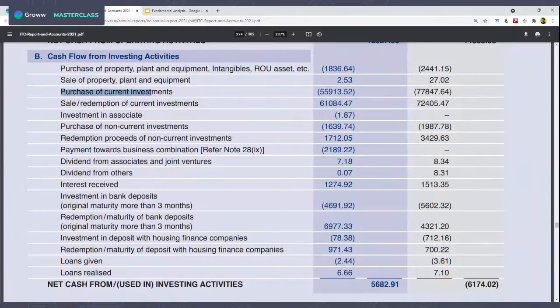Now, this is of purchasing some current investments. They would have invested somewhere. If you're investing somewhere, they've invested 55,000 crores somewhere, right? 55,000 crores has gone from their bank account for investment, and when they have done the sale of that investment, they have got the money back into their bank account, which shows positive, which is around 61,000 crores that has come back into their bank account. So this is how you do a cash flow from investing activities.